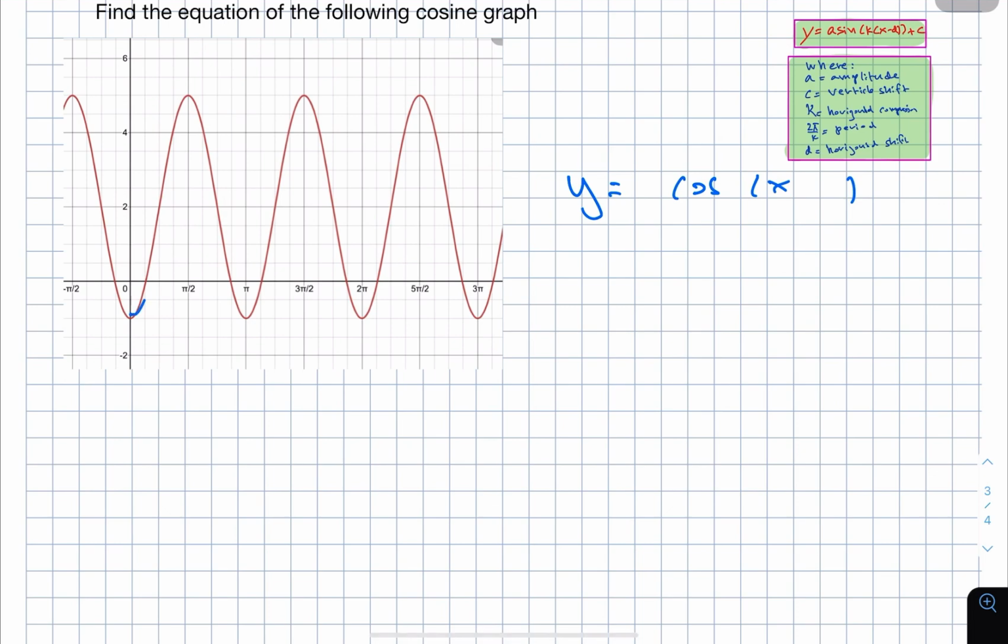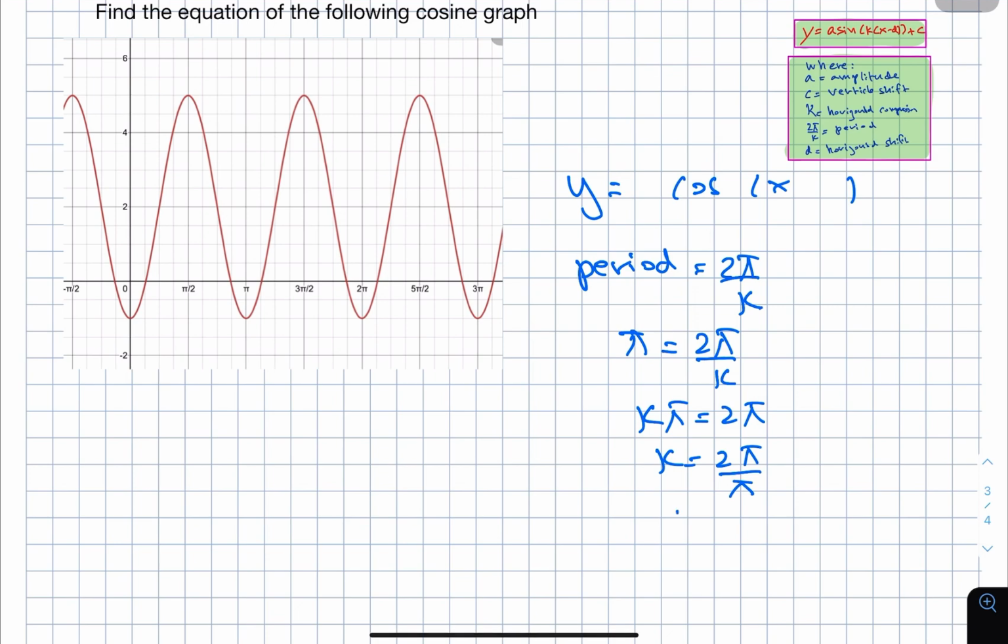So we can see the graph starts here and the first cycle is completed in pi radians, which means that the period is pi. And we know the formula for the period is 2 pi over k, and since our period is pi, we can solve for k. 2 pi over k equals pi, so k equals 2 pi over pi. This gives us k equals 2. So that's our value for k.